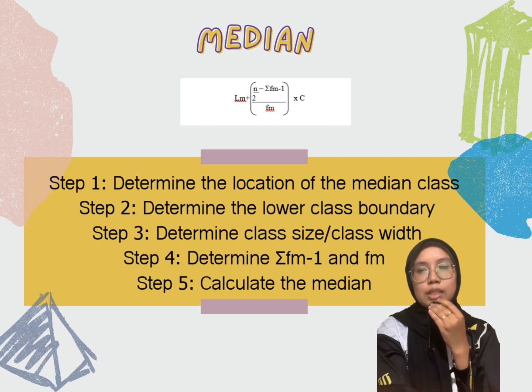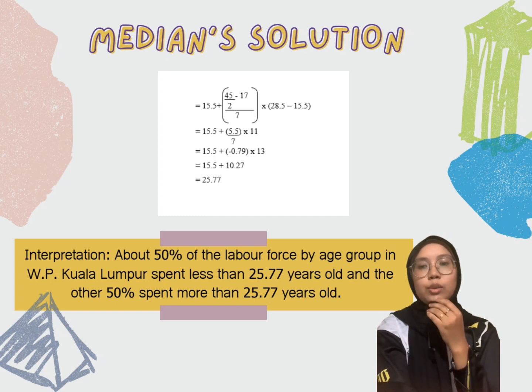We should follow the steps to get the solution of the median. By using the formula, we do the calculation, which is 50.5 plus open bracket 45 divided by 2 minus 12 divided by 7 bracket multiply bracket 28.5 minus 50.5. The last answer is 25.77.